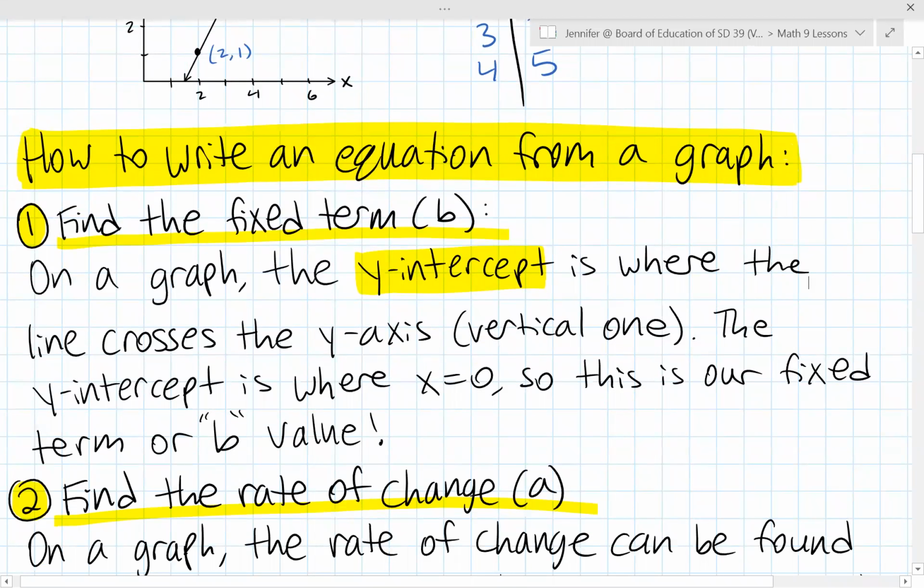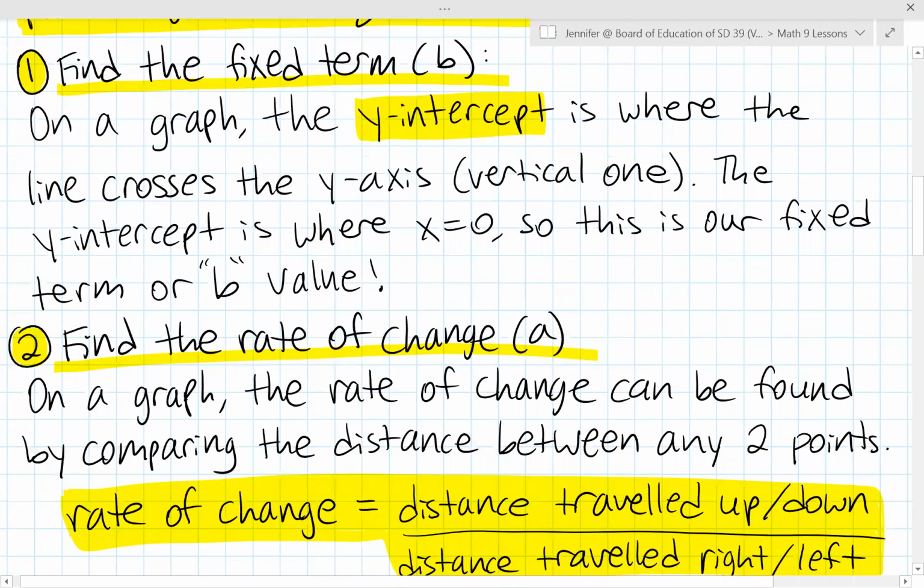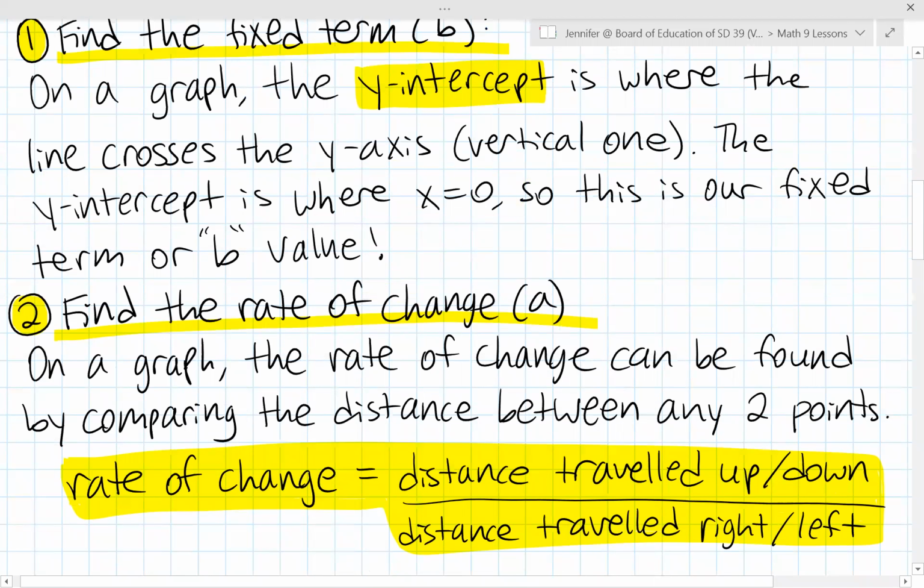Once we find the fixed term, we need to find the rate of change to get our a value. The rate of change can be found by comparing the distance between any 2 points on the graph. So it's going to be the distance traveled up or down between these 2 points divided by the distance traveled right or left between these 2 points.